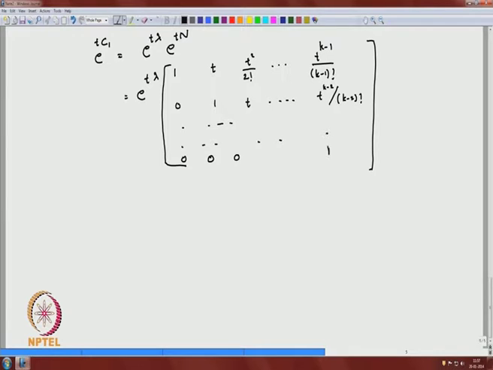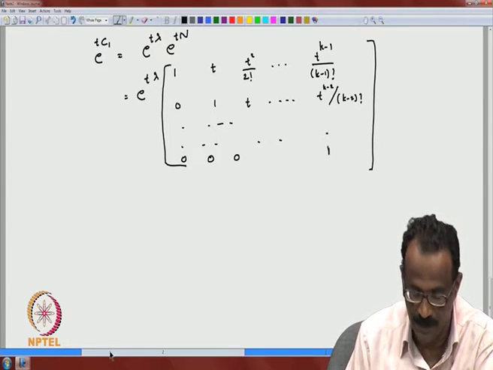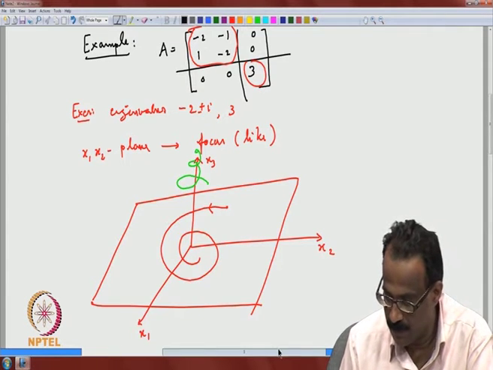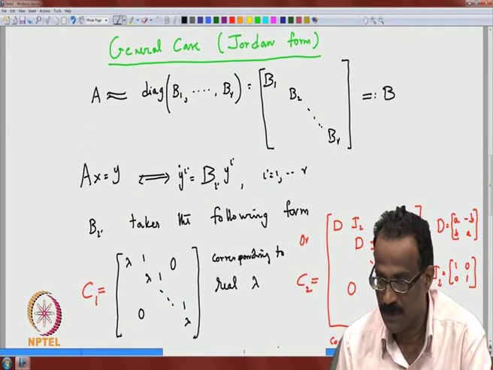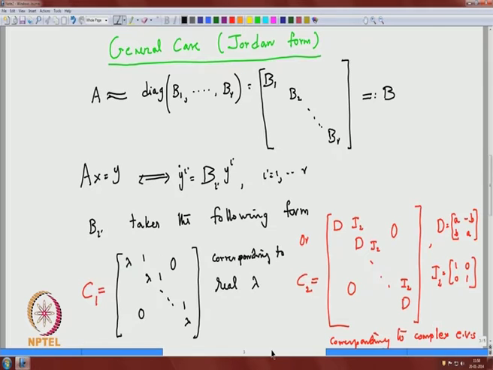So for the system with C1, if you go back to the system with C1 here, you want to solve the system. This is a system with a particular form of the matrix. These are the only two things that will be coming up.